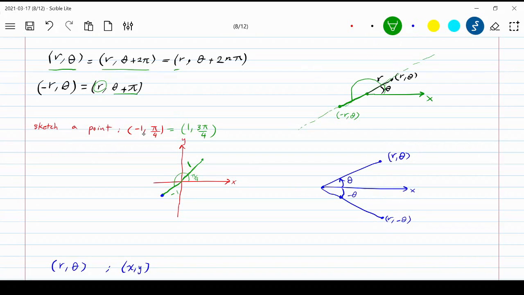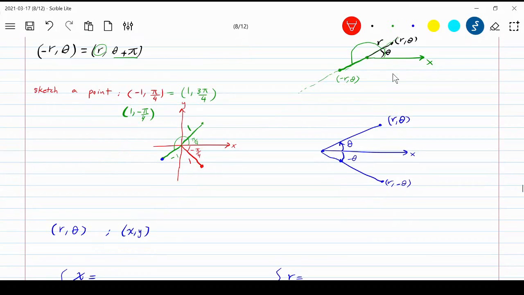Okay, so if they had asked instead of this point, say, sketch 1 and negative pi over 4, that would have been radius 1 and a negative 45 degree angle. Negative pi over 4. And here is still this length as well.